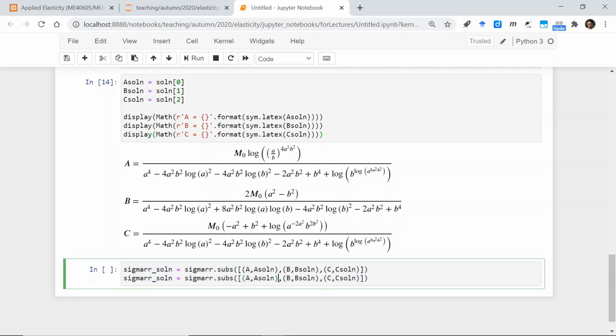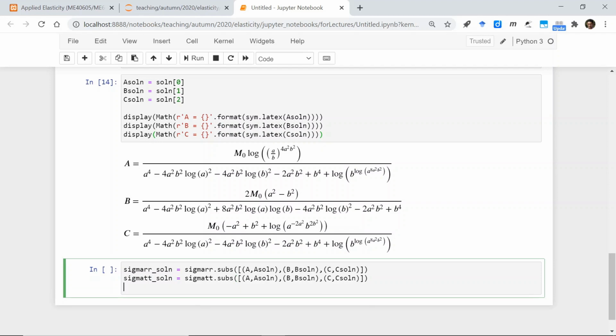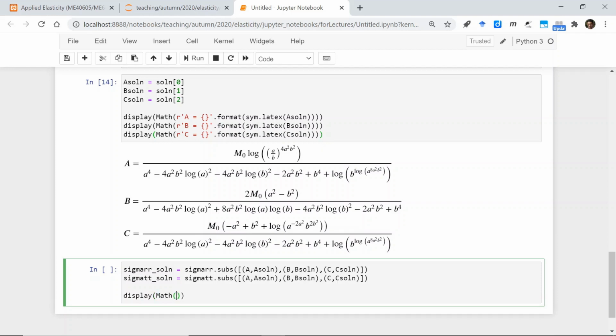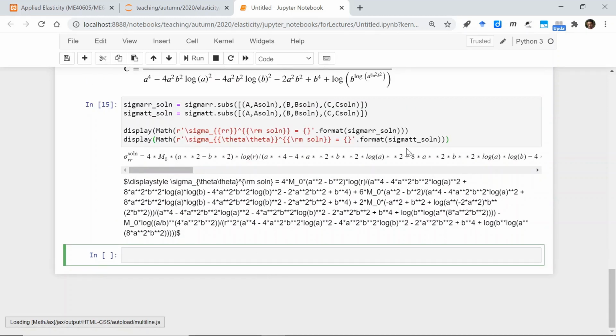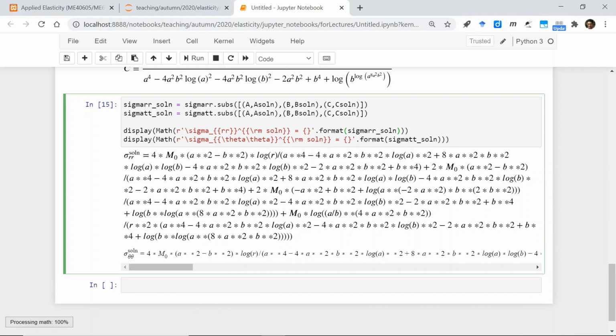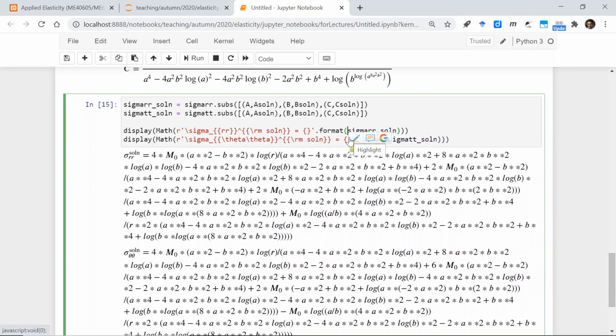And similarly for sigma theta theta, and we know that sigma R theta is identically 0. We can again display this in a nice fashion like this. So this will be theta theta. Let's see what this gives us. Oh, I had forgotten to write one command here. You see, without the LaTeX rendering, it does not give us a pretty output.